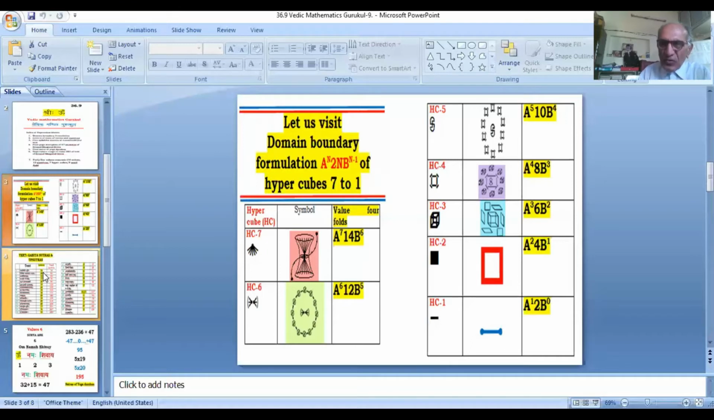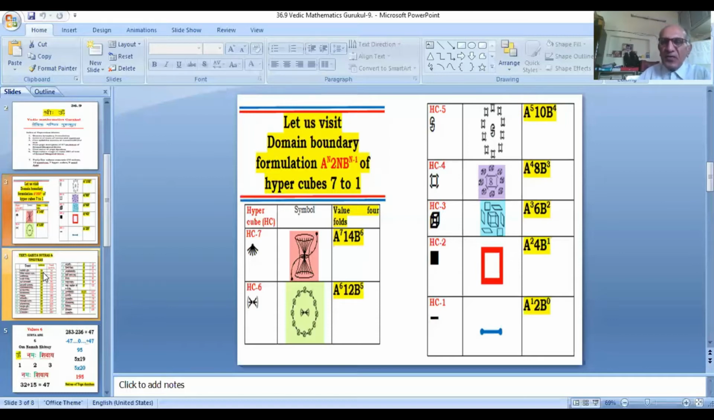Of the 4 space content manifesting within 4 space as a 4 space body, the domain boundary ratio comes to be a raised to power n is to 2n and b raised to n minus 1, n equal to 4. A step ahead is the transcendental domain.